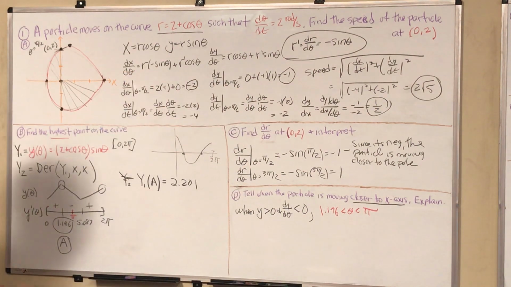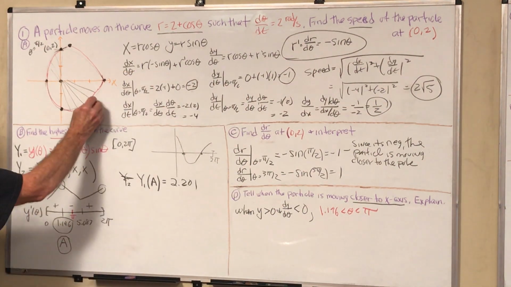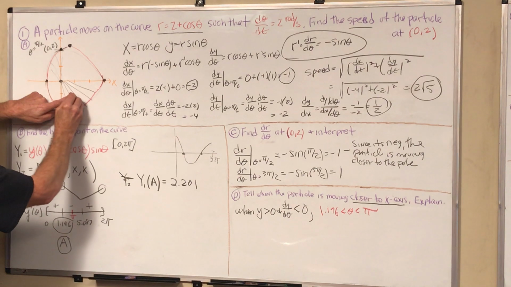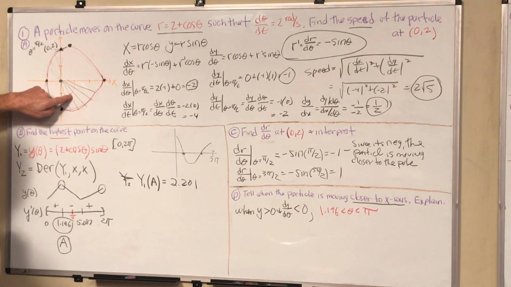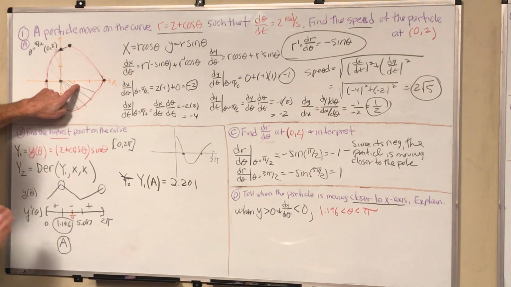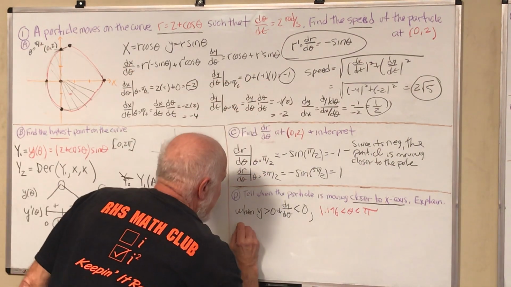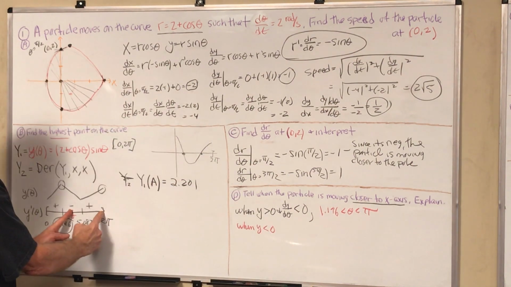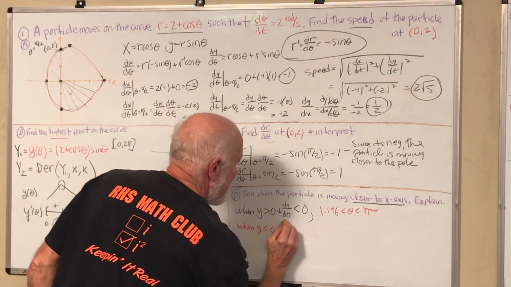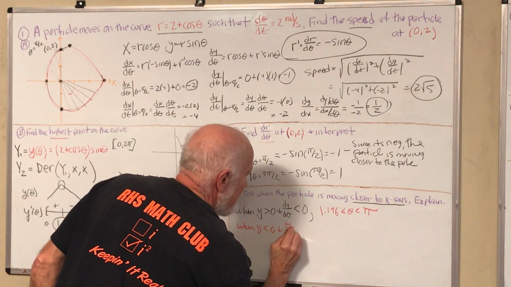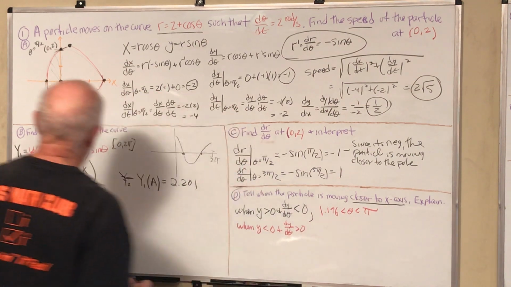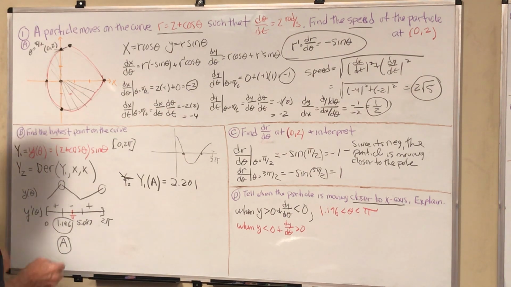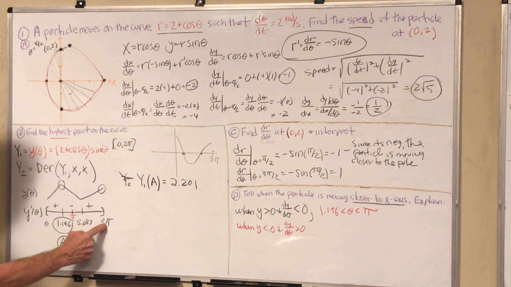Now, what's the other thing that could make it get closer to the x-axis? If y is down here and is negative, but now, as theta gets bigger, if y gets smaller. So when y is less than 0, which means from here to here, and y is getting larger. So it's a negative number, but y is getting larger, so it's moving closer. And that's going to happen where? From 5.087 to 2 pi.